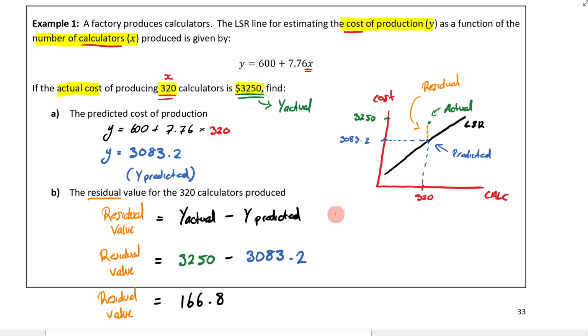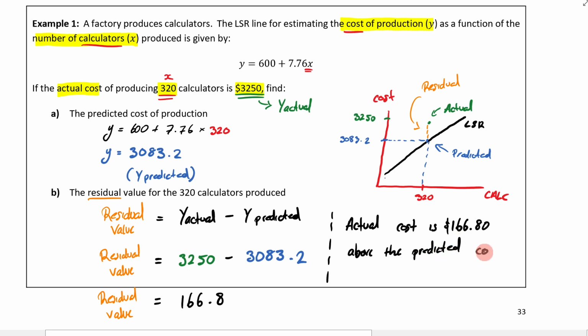It means, and I'll just kind of roll this off for a second, the actual cost is 166.8, and I'll put this in dollars, $166.80 above the predicted cost. That's what my residual is telling me. The actual cost is 166.8 above the predicted cost.